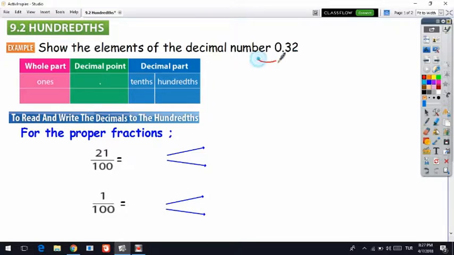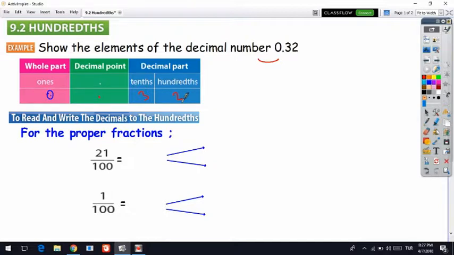Everybody, as we can learn, 0 is in the whole number part, the first number in the whole number, that is in the ones. It's written 0. After this, the first number in the decimal part is the tenths digit. Also we write the decimal point, and we have another number, which is the second digit after the decimal point, that is 2.